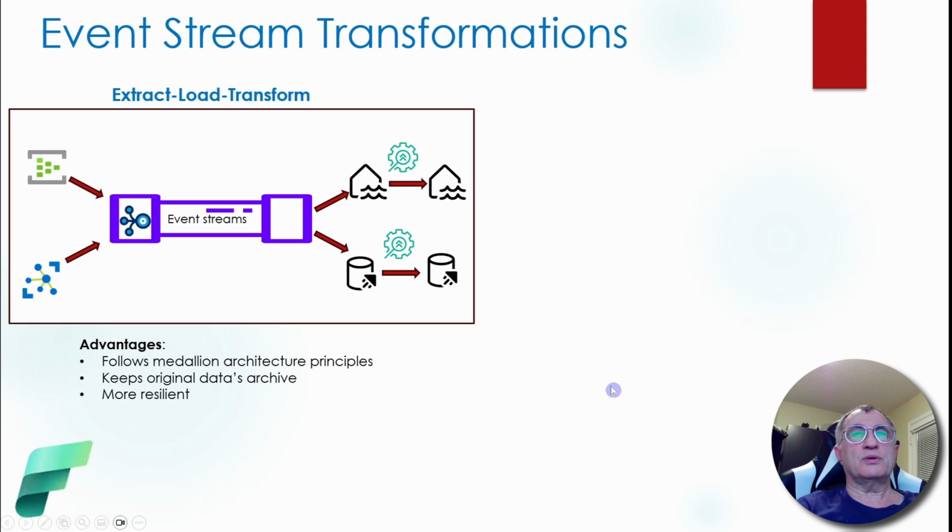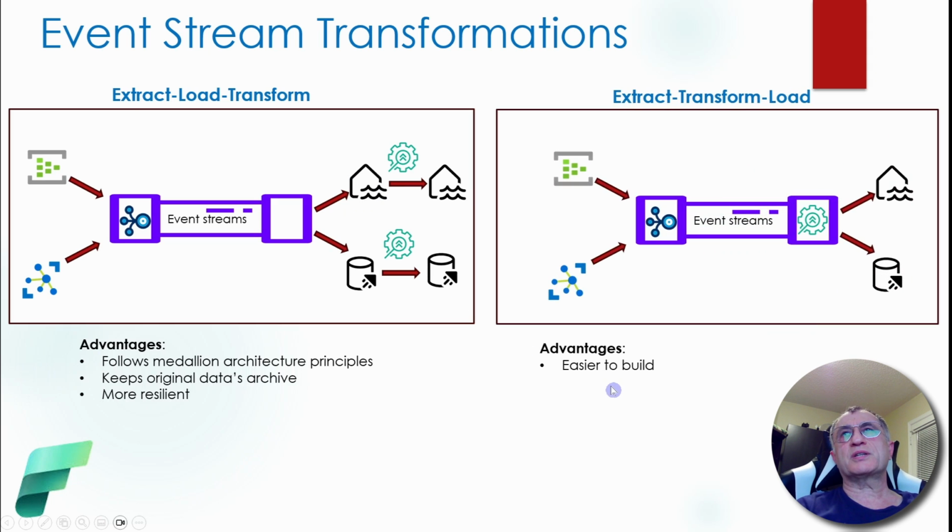Now let's talk about another popular option, which is extract, transform, load. With this option, you can include some transformations within event stream pipelines. There are not too many transformations that you can do within event streams, but given that Microsoft Fabric is still young, I would expect that in the coming months and years, this transformations list will grow.